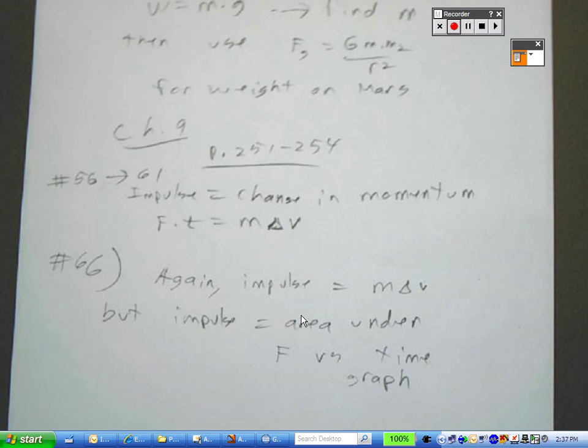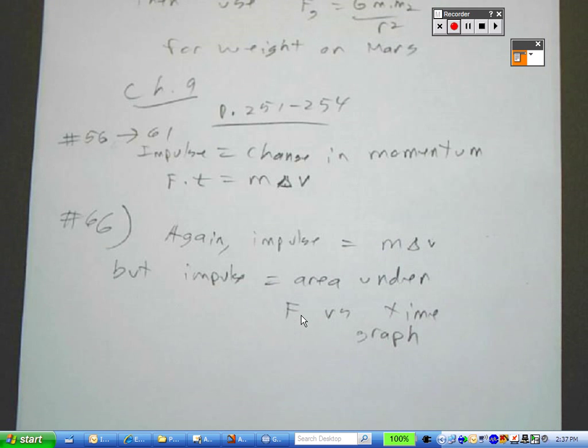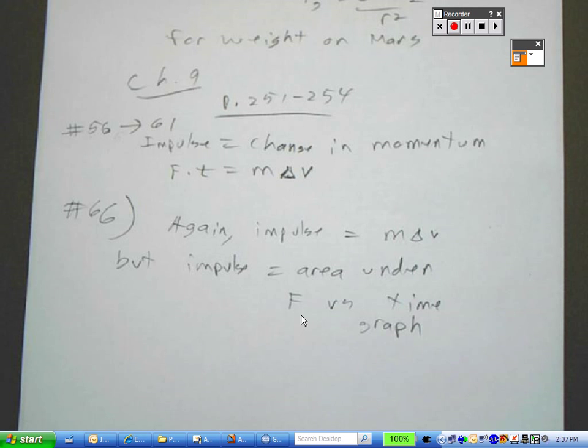Utilize that hint. Chapter 9 is primarily about momentum and impulse. I have to switch from chapter 9 to page 251 to 254. First question, 56, 61. Take a look at 56 and 61, where they ask you about the amount of time. On 56, it's about golf. 57, it's about baseball. 61, about volleyball. These are sport things.